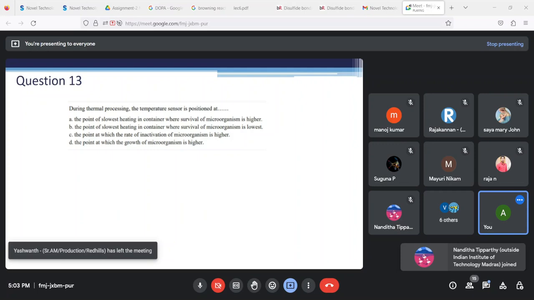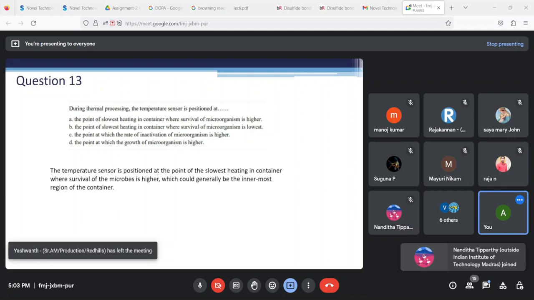So accordingly, you can extrapolate what the survival of the microorganism will be in the entire container if you know the slowest point. So the temperature sensor is positioned at the point of the slowest heating in the container, where the survival of the microorganism is highest. The answer is option A. So from that point, you can extrapolate how much the container is heating, and how much the microorganisms are dying according to the nature of the microorganisms present.